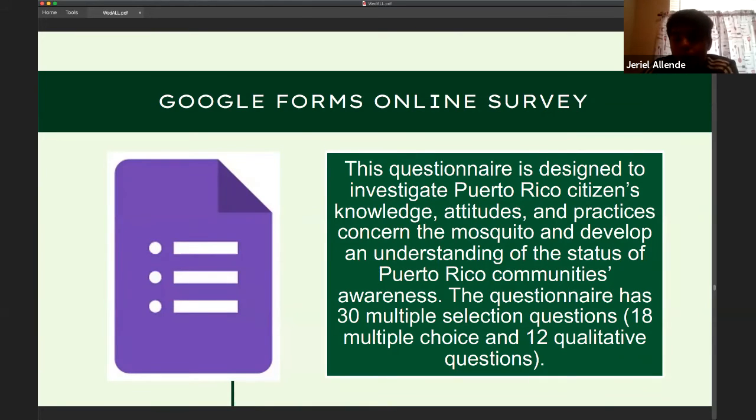And also the Google Forms online survey that we used to questionnaire some Puerto Rican citizens' knowledge, attitudes, and practices concerning the mosquito and develop an understanding of the status of Puerto Rican communities' awareness. The Google form was a 30 question survey with 18 multiple choice and 12 qualitative questions.